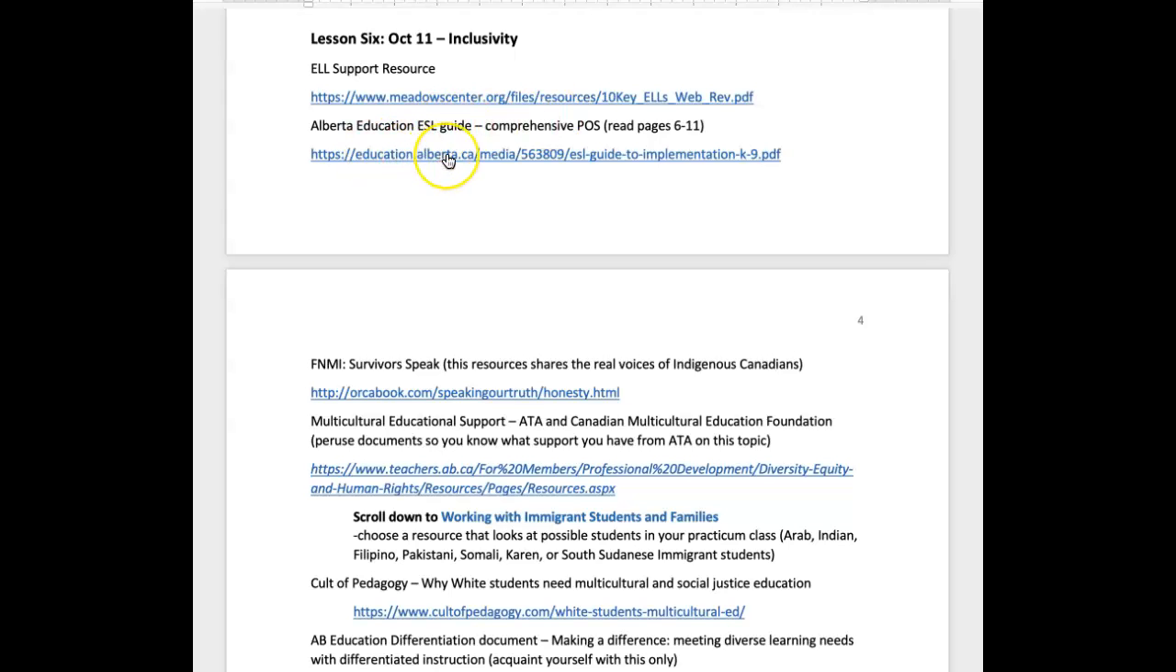This Alberta Education document, read pages 6 to 11 only. You can definitely skim the whole thing, but it's pretty lengthy. I think once you read that 6 to 11, you'll have a pretty good sense of what the whole document is about.